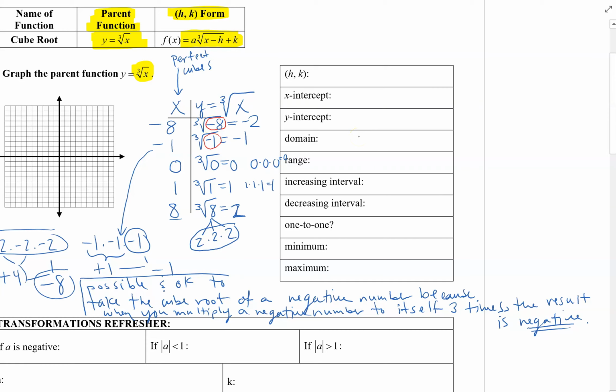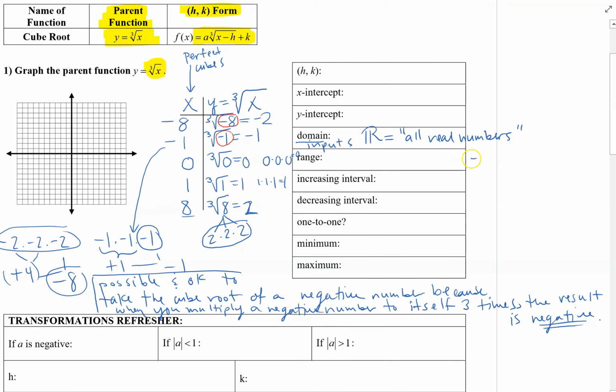So what does that mean? That means the domain for this function, which is the set of all inputs, by the way, it's all the types of x's that you're allowed to plug in, is going to include all real numbers. That's what this fancy R stands for. It stands for all real numbers. And what does that mean? That means every single x value from -infinity all the way to +infinity on the x-axis. Every single one of those is fair game to plug into this cube root.